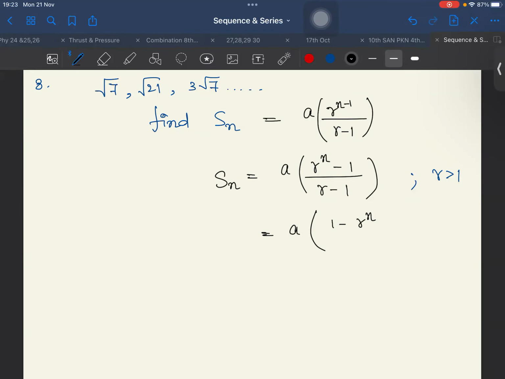Yes, again. Divided by a, 1 minus r. So this is r greater than 1, right? R is less than 1. Okay, r is less than 1.